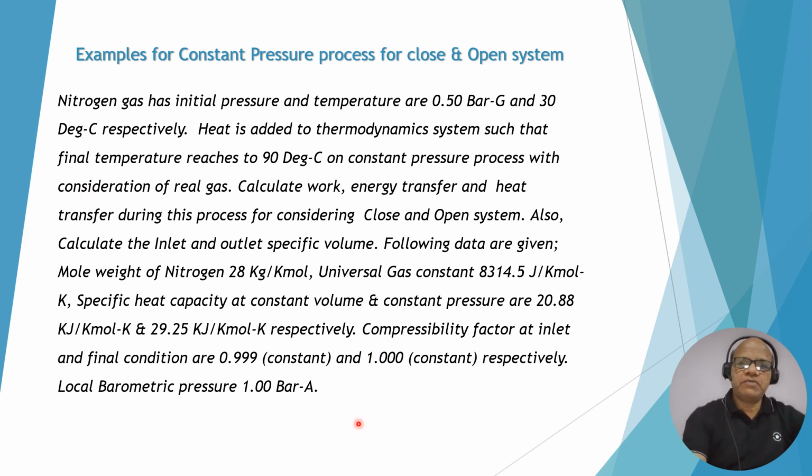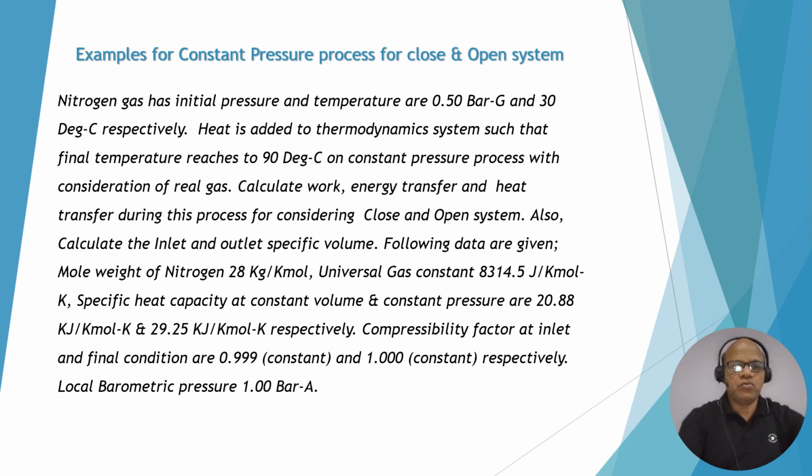Now let's understand with an example for the open and closed system for the constant pressure process. Nitrogen gas has initial pressure and temperature of 0.5 bar gauge and 30 degrees Celsius respectively. Heat is added to the thermodynamic system such that the final temperature reaches 90 degrees Celsius on a constant pressure process, with consideration of real gas. Calculate work, energy transfer and heat transfer during this process considering the closed and open system. Also, calculate the inlet and outlet specific volume.